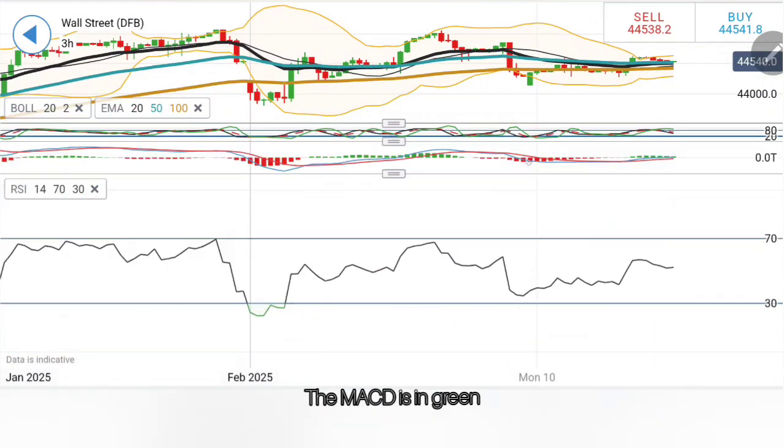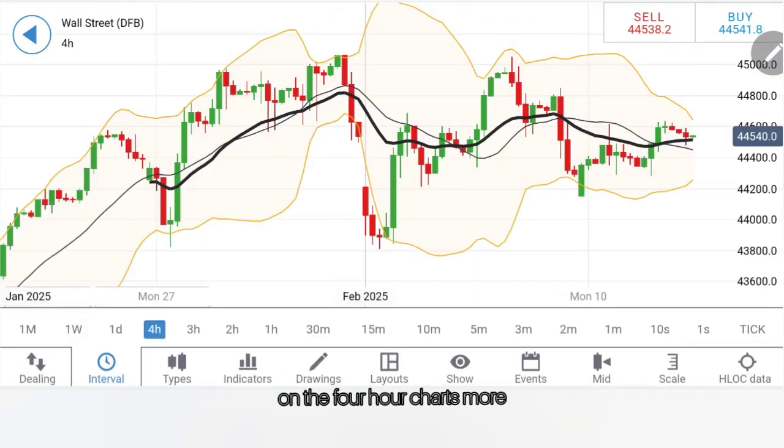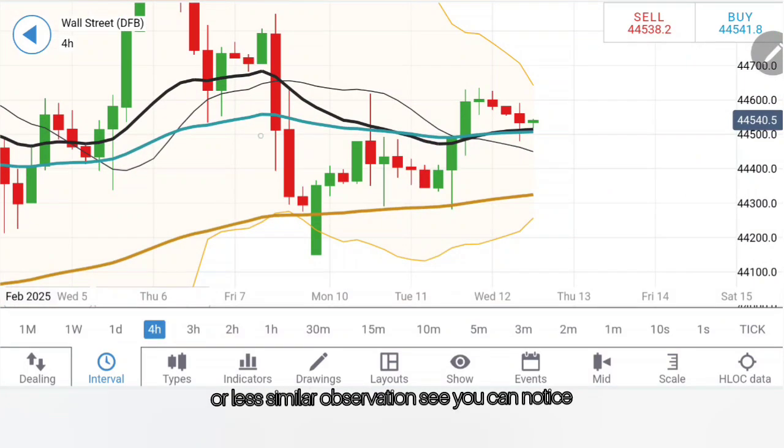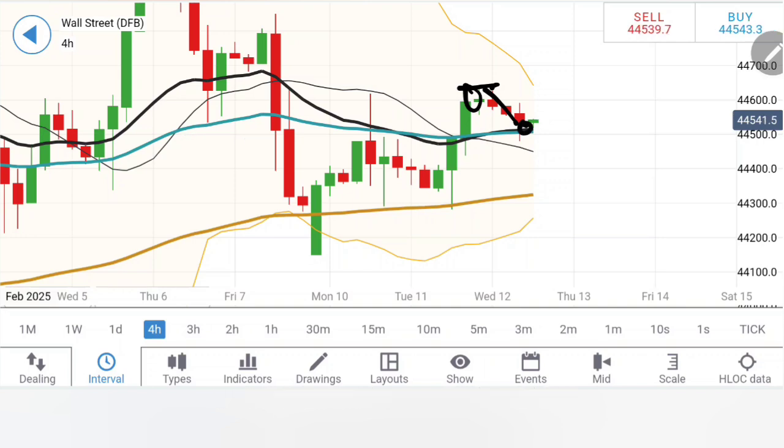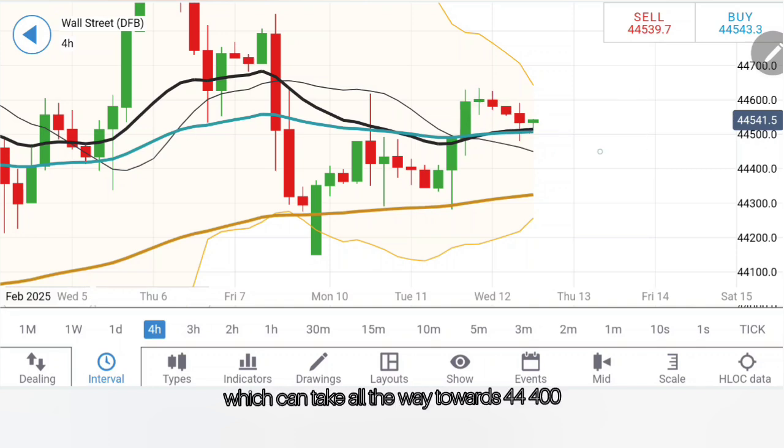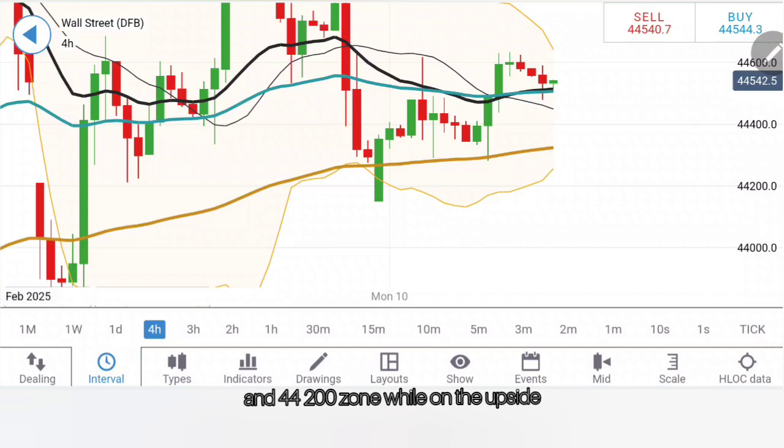Stochastic has dropped. The MACD is in green. The RSI is flat. On the 4-hour chart, more or less similar observation. See, you can notice the reversal sign, a retracement, and it is now seen taking support from 44,500. Thus, it is very important for it to trade below 44,500, 480, which is going to be the first support zone, which can take it all the way towards 44,400 and the 44,200 zone.